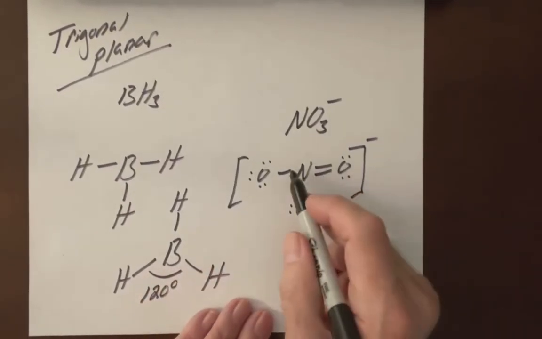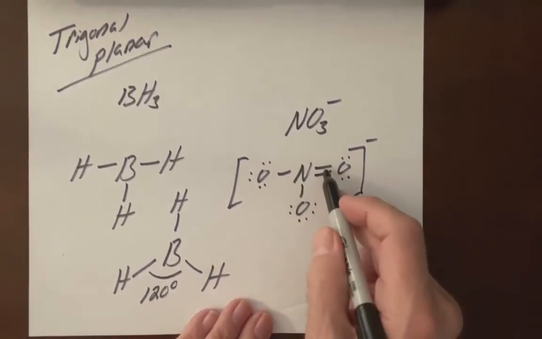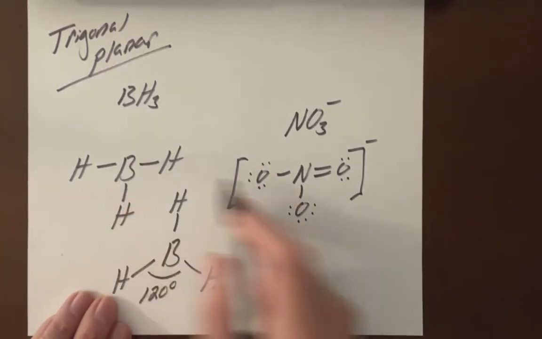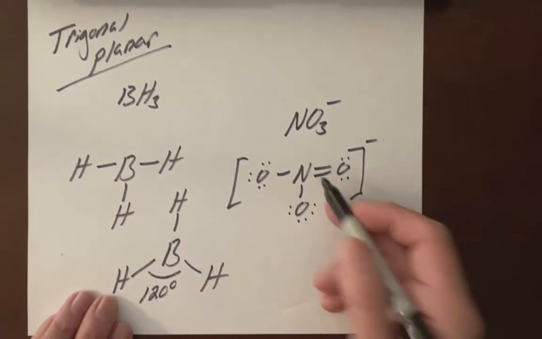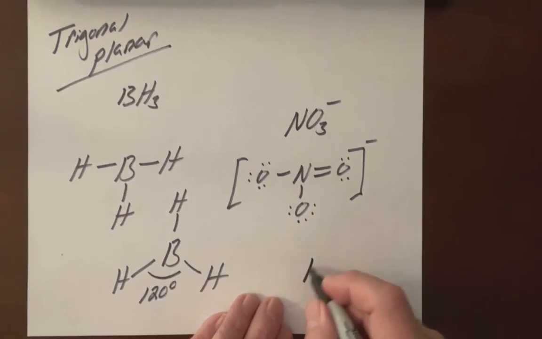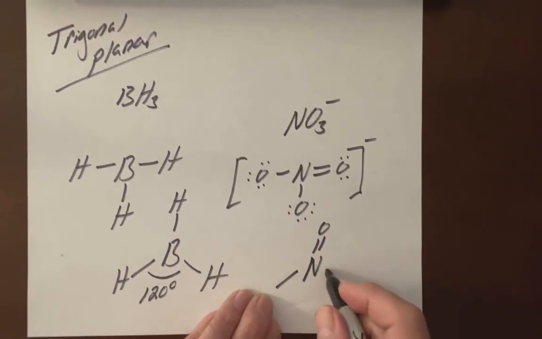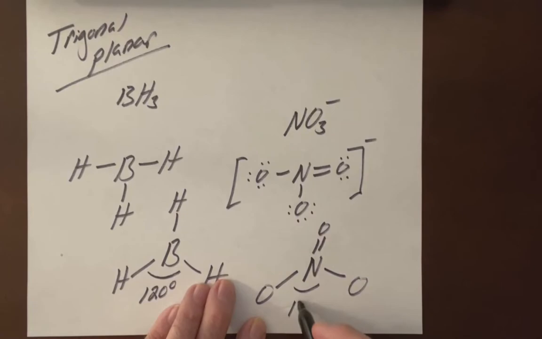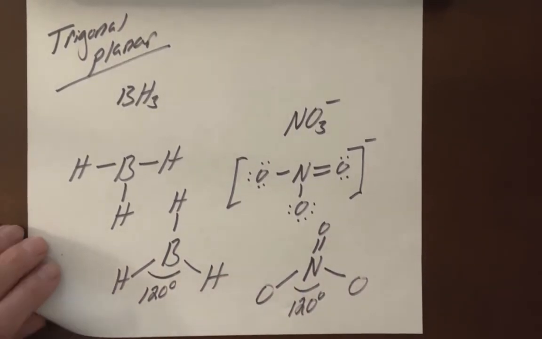So the shared pairs around the nitrogen are going to want to get as far away from each other as possible, but there's only 3 of them. So just like with boron, there's only 3. There's no lone pair on the central atom to do anything else, so they just get as far away from each other as possible. The fact that it's a double bond is incidental. It'll have the exact same shape as the one we just did. 120 degrees. All right. That's trigonal planar.